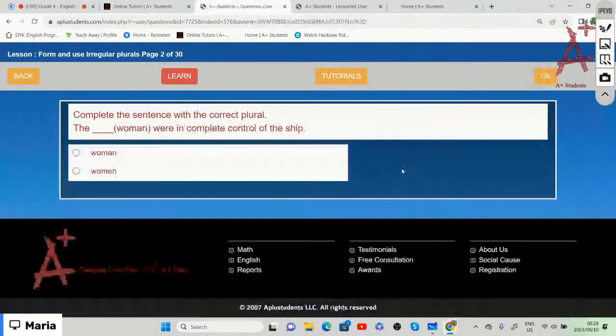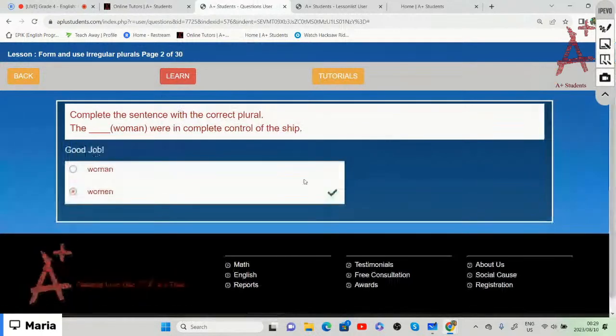The women were in complete control of the ship. Woman. We need to select the correct plural, right? So is it still woman, which is option one, or women, which is option two? So if we complete the sentence with the correct plural, we can say women. One woman, many women.